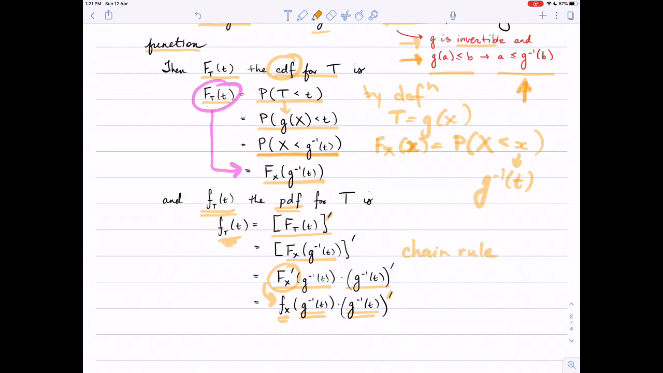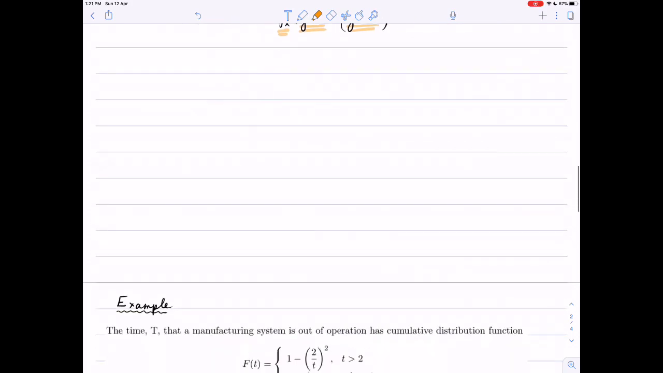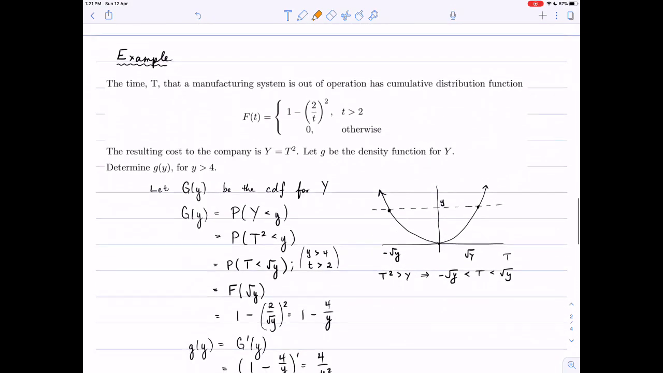That is a formula, but honestly, I never use that formula. I use the process every time to figure out what's going on. So let me show you that in an example.